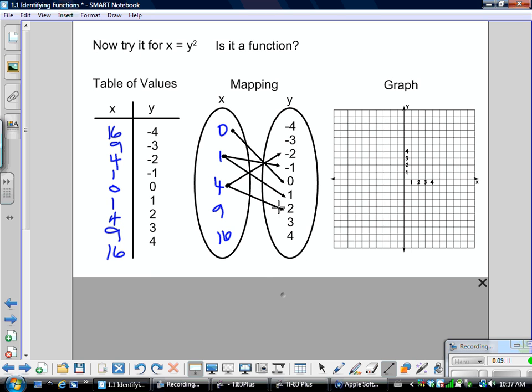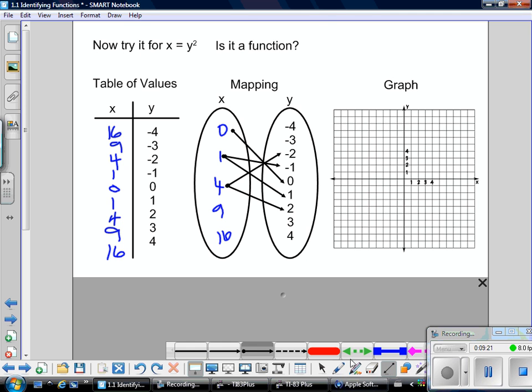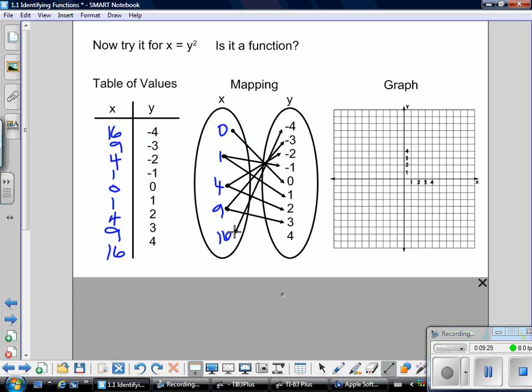So if you noticed, in comparison to the function we had on the previous page, this time the x has 2 arrows coming from it in most cases. Not all cases, but in most cases. For 9 we have -3 and +3. For 16 we have -4 or +4. So you can see the 2 arrows going from each x value.